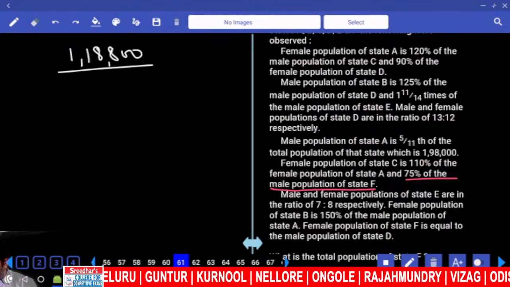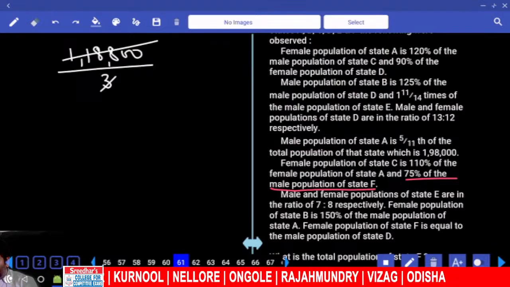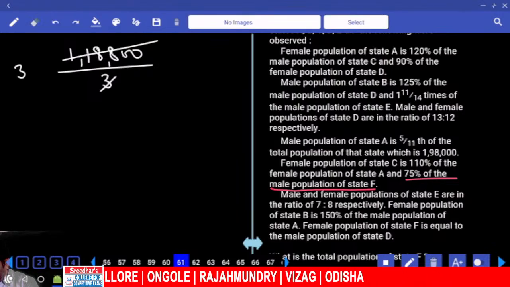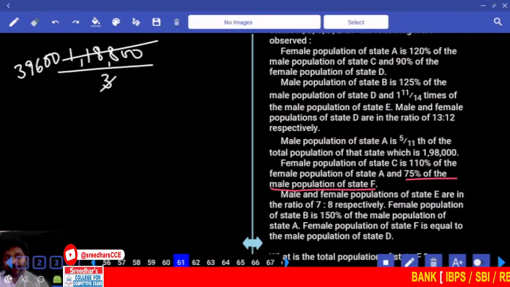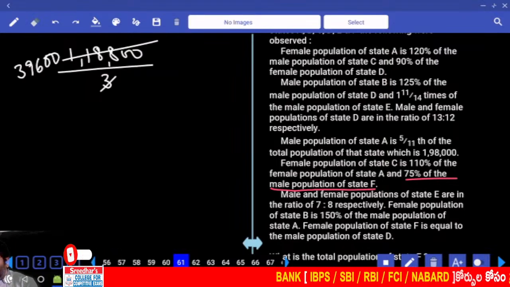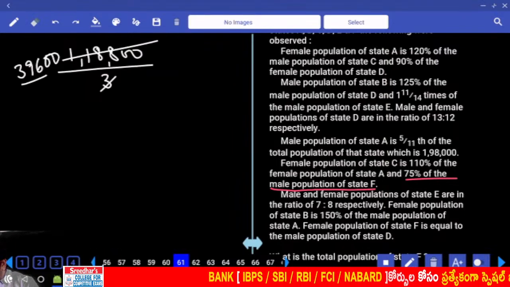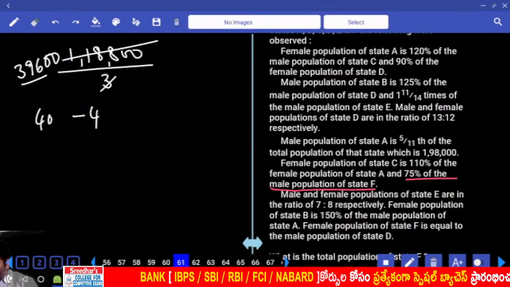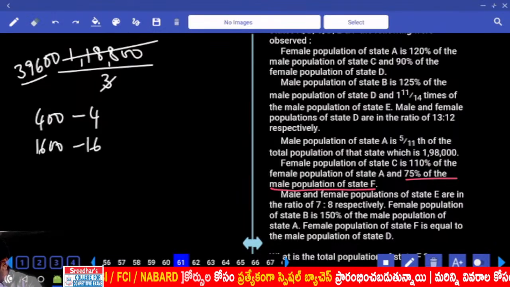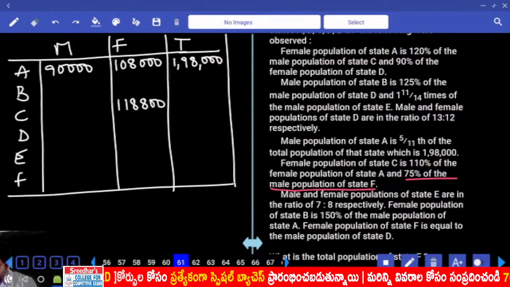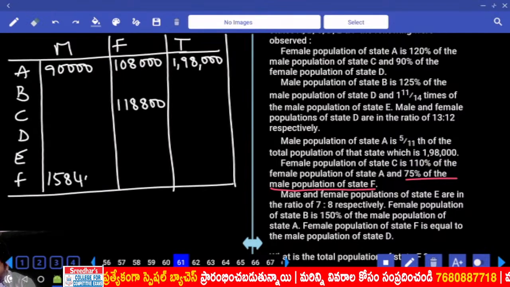1,18,800 is equal to 3 parts. 1 part value: 3 times 2 is 8, 9 times 27, 18, 6 times 00. This is 1 part value. Am I right? Now we need to calculate 4 parts. Forget about 2 zeros. Okay? 396 4 times. 396 I'll remember as 4 less than 400. 4 times of it, 1600 minus 16, 1584. So 1584 00.